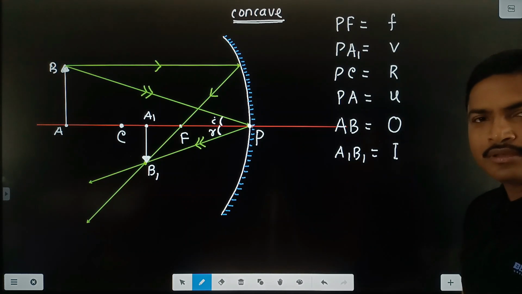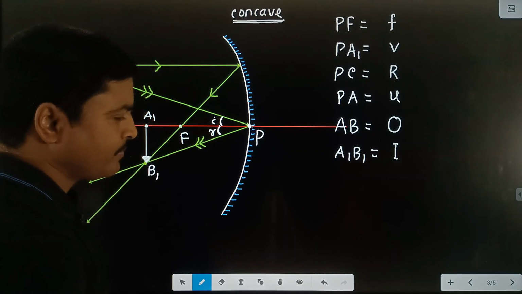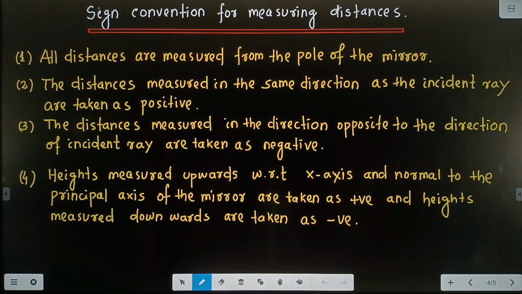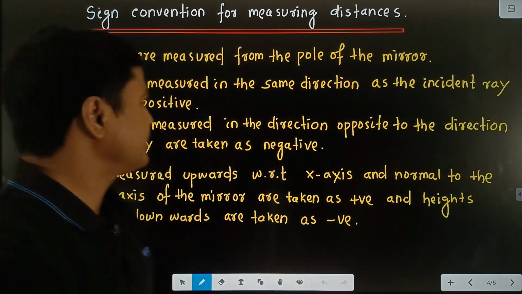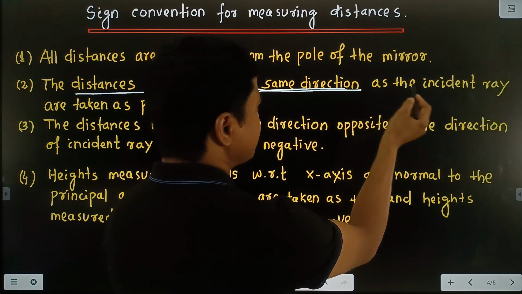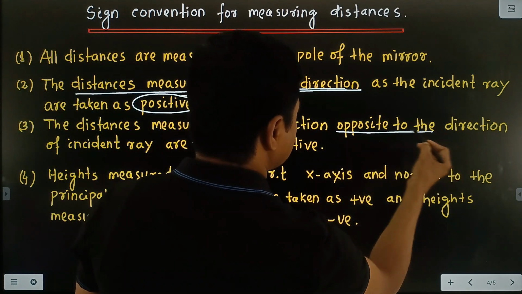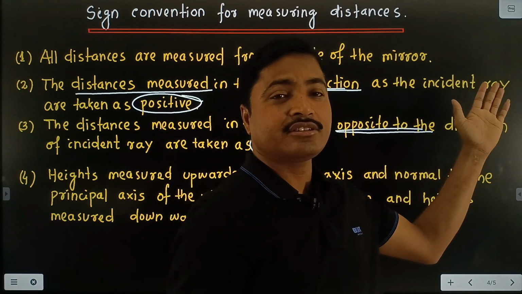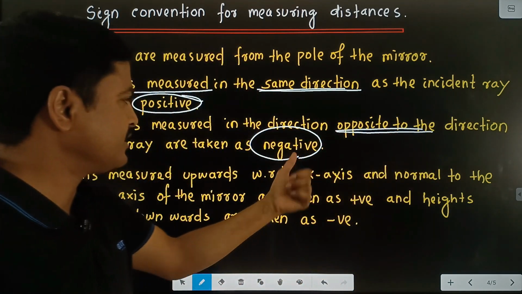Then which one is positive and which one is negative? Here we can follow the sign convention, and you know the sign convention. These are the rules of the sign convention. All distances are measured from the pole of the mirror. If distance is measured in the same direction as the incident ray, that is positive. If distance is measured opposite to the direction of the incident ray, that is negative.